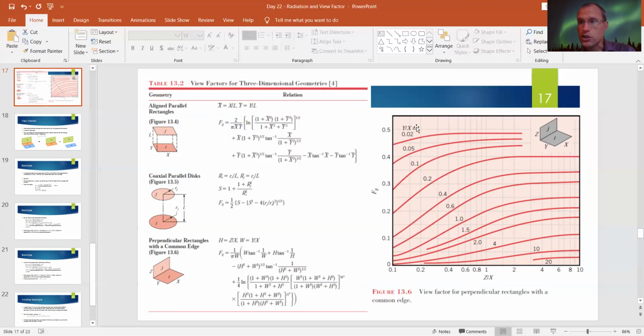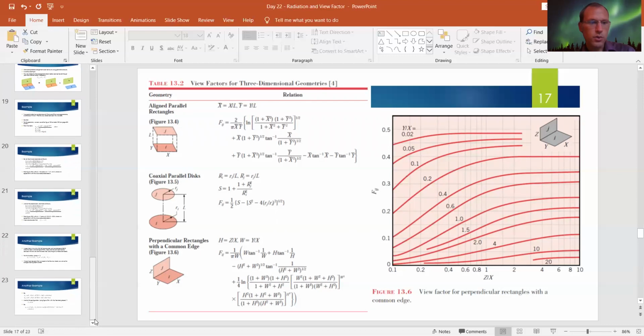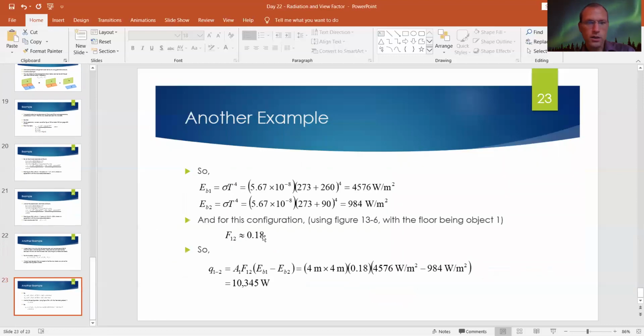So y divided by x is just 1. So where's the line that says 1? There you are, 1.0. So I want to be on this line. And I want to be halfway between these two lines. So come up halfway between these two lines, hit that red line, come over here, and that's pretty much 0.18 where it hits Fij. So F21 should be 0.18. I called that F12, that's completely wrong. That is F21.